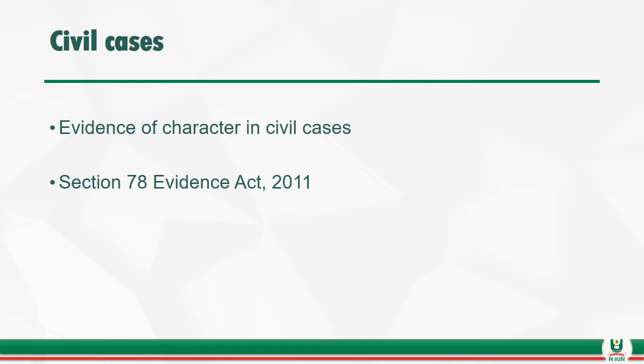Again, if you look at section 79 of the Evidence Act, it says, notwithstanding section 78, in civil cases, the fact that the character of any person is such as to affect the amount of damages which he ought to receive may be given in evidence. Let us say that the issue now boils down to the amount of damages which a party is supposed to be entitled to. Then the court can receive evidence of character in respect of such an issue.